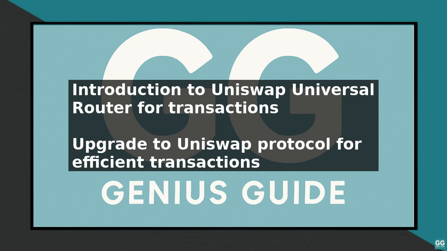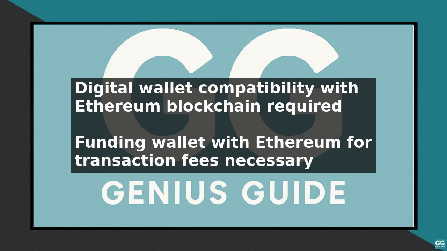First, navigate to the Uniswap website and click on the Launch App button. Then, connect your digital wallet to the Uniswap platform by following the prompts. Once your wallet is connected, you can begin using the Universal Router.